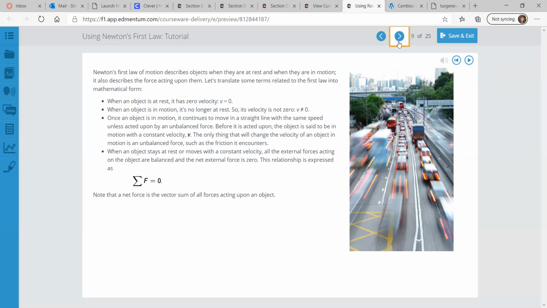So, whether an object is at rest or in motion, an object that stays at rest or moves with a constant velocity, all of the forces on it are balanced and the net external force is 0. So it wants to stay in its current mode, whether it's at rest or moving at a constant speed.